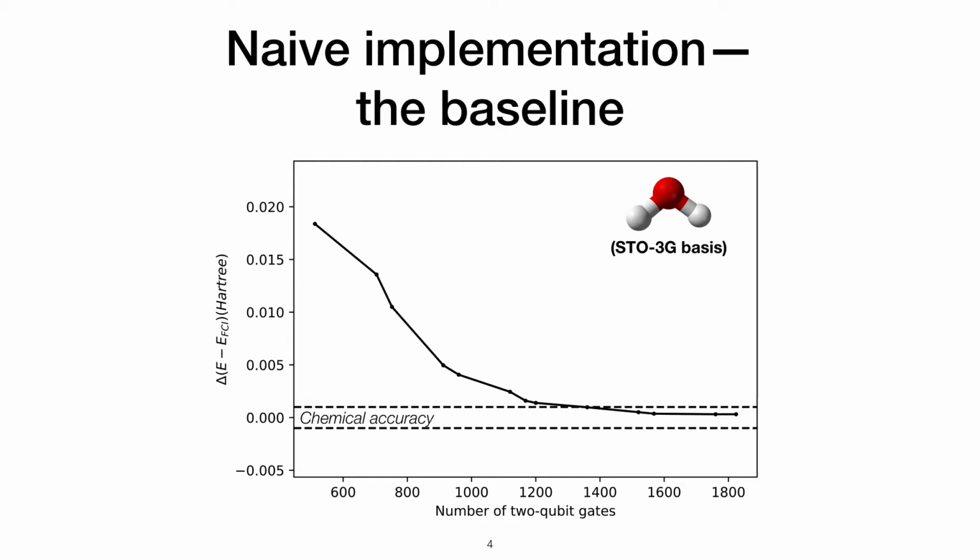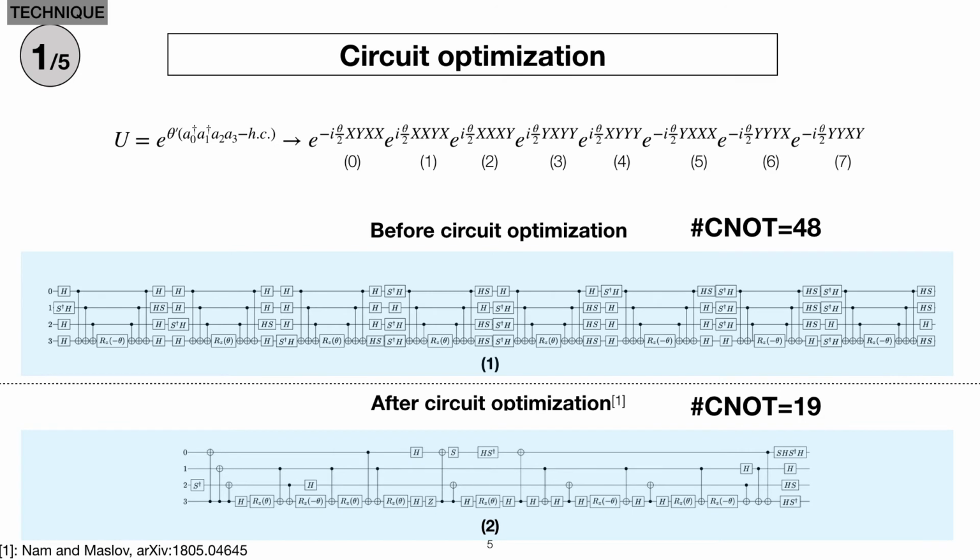Our goal today is to use a suite of circuit optimization techniques to significantly reduce the number of 2-qubit gates. Expanding one double excitation term using the Jordan-Wigner transformation results in a product of 8 subterms. The unoptimized circuit implementation results in 48 CNOT gates. If we optimize the circuit as shown in the reference, the number of CNOT gates can be reduced to 19.